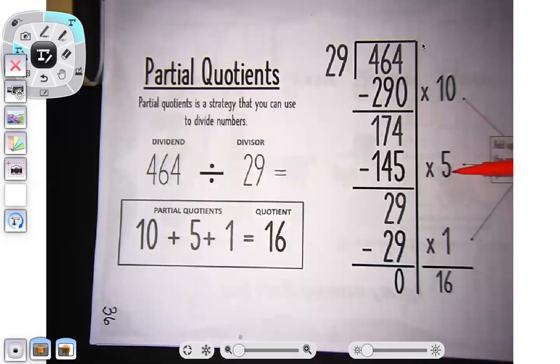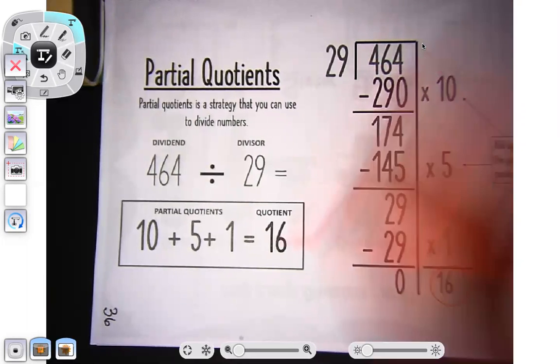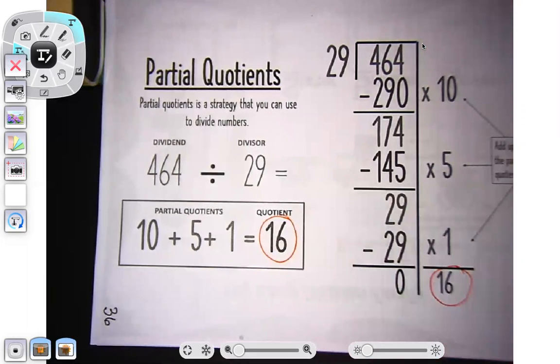Then they can take 5. 5 times 29 is 145. Then they subtract and they get 29. Well, then 29 goes into 29 one time. So then you add 10, 5, and 1, and you get 16. And 16 is the quotient of your division problem.